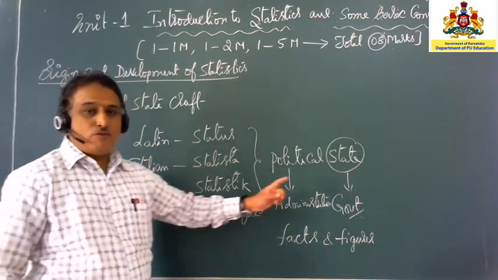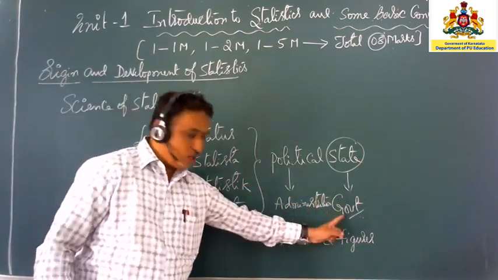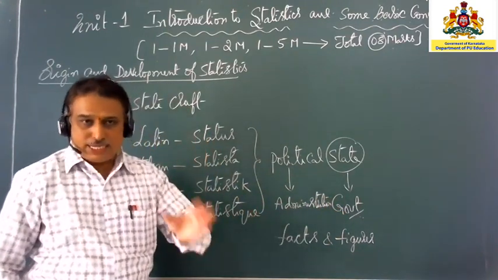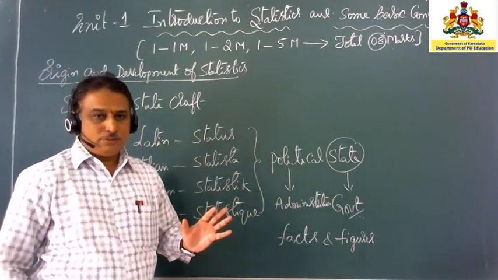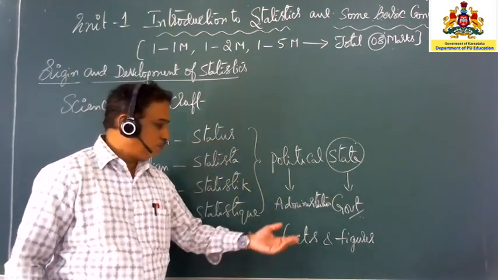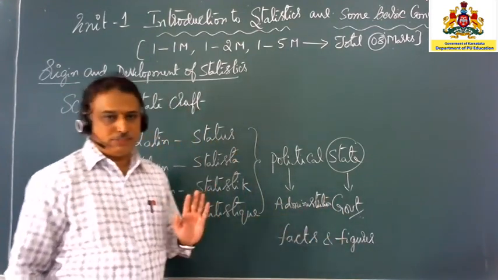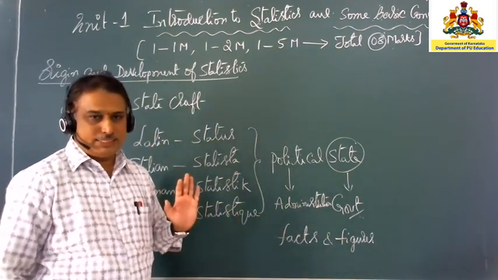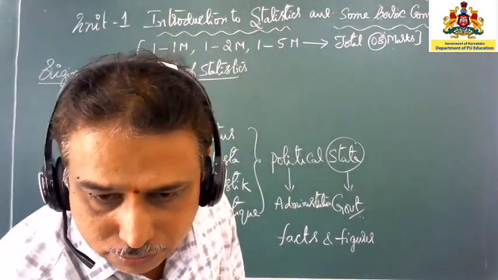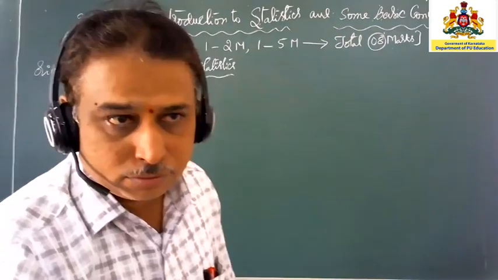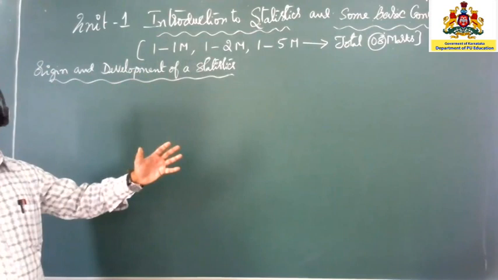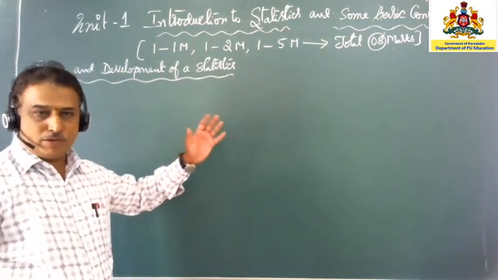I will repeat. For the effective administration of the government, it requires some statistical information that they have to represent in the form of facts and figures. That is called statistics. Okay. Now, I will discuss how statistics developed from the past to present.